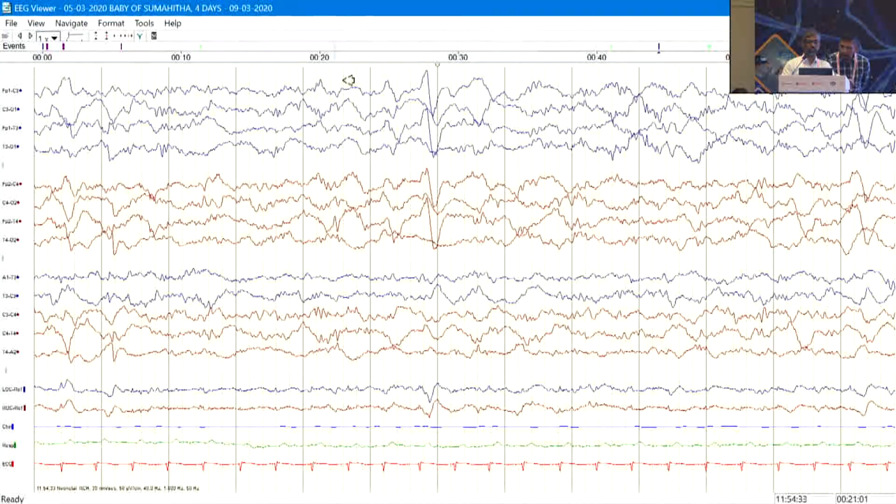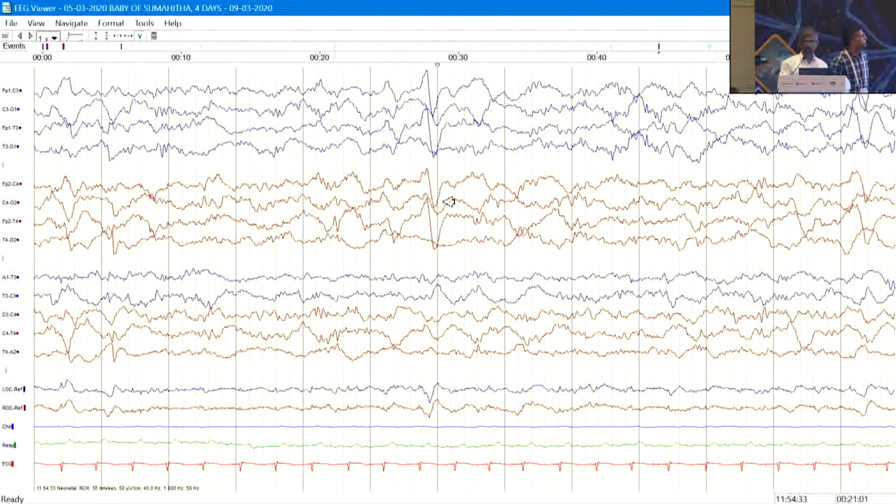Okay, what do you see here? So there is a sharp transient in the bifrontal region. Okay, so that is the last slide Dr. Ramesh showed. This is the frontal sharp transient, which is normal for a newborn baby. You should not report this as a frontal epileptiform activity. For a newborn baby, frontal sharp waves are normal physiological. The French term is called encoche frontalis, but you can call it normal physiological frontal sharp waves.